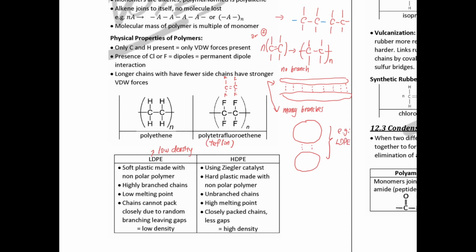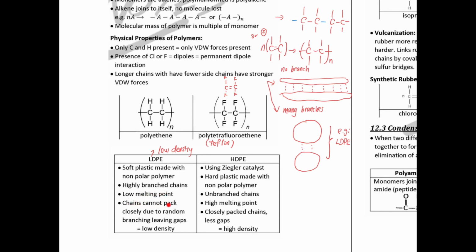LDPE, highly branched chain. Because of highly branched chains, fewer van der Waals forces can form between one sphere and another sphere. And because there are fewer van der Waals forces, or fewer temporary dipole-induced dipole, the polymer has a low melting point. So imagine a plastic bag has a low melting point, so you can easily burn it and it melts.